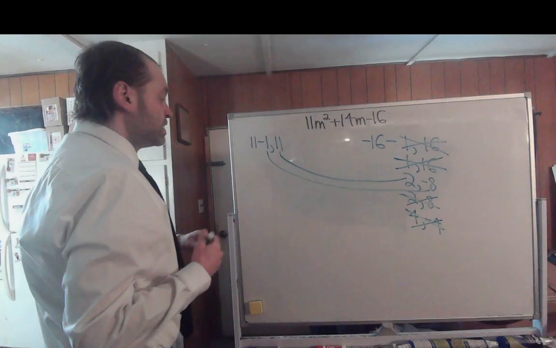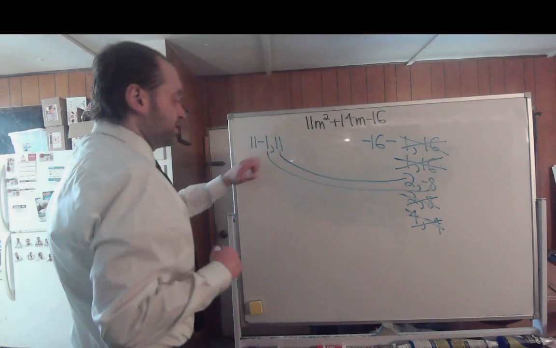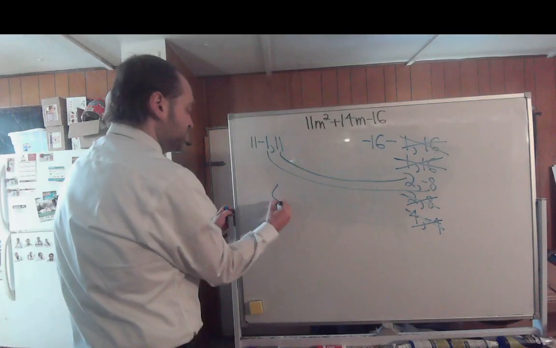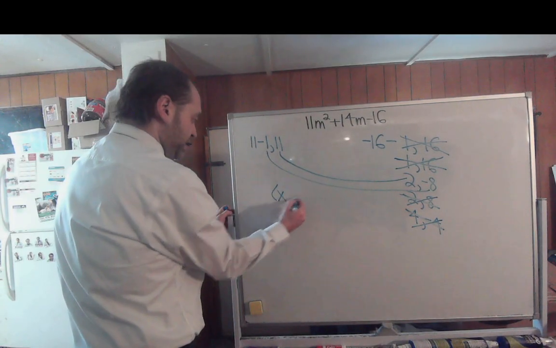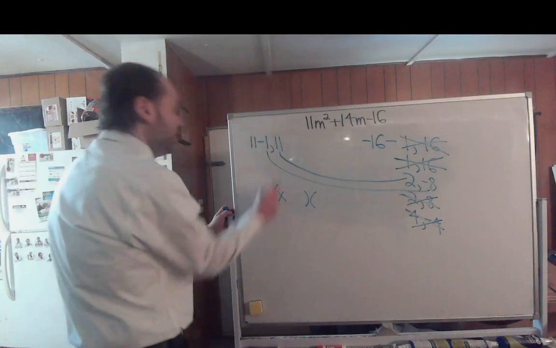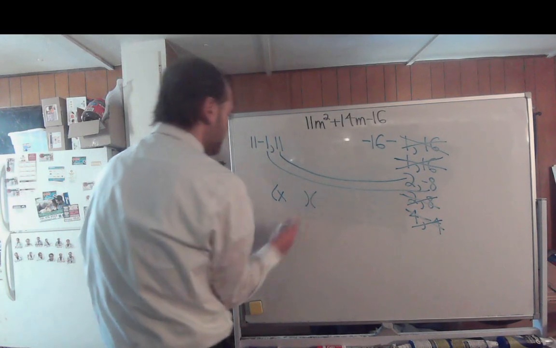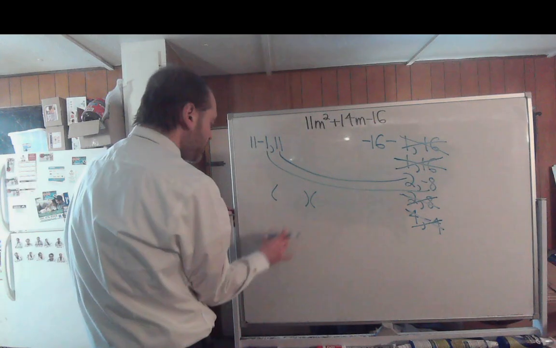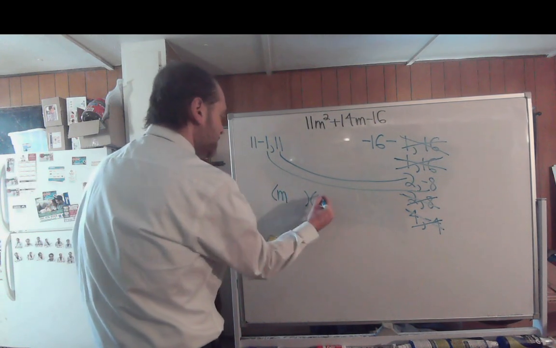So to start with here, in your first parenthesis, you'll just have a 1x, which would just be x. Your second parenthesis, you'll have an 11x, or an m, excuse me. We used m for this. You'll have an 11m.